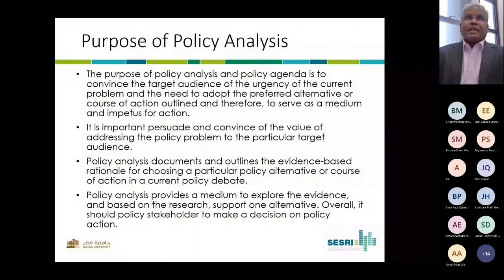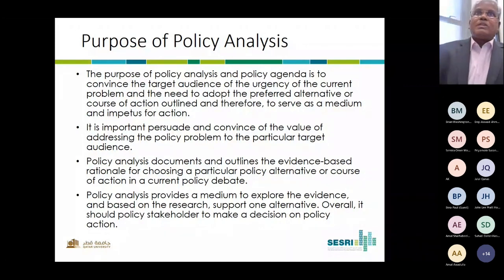Therefore, if you ask the purpose of policy analysis, the purpose of analysis and policy agenda is to convince the target audience of the urgency of the current problem. There are always emerging policy problems which need policy action, and the preferred alternative course of action needs to be outlined, to serve as a medium and impetus for policy action. Therefore, it is important to persuade and convince of the value of addressing a policy problem.